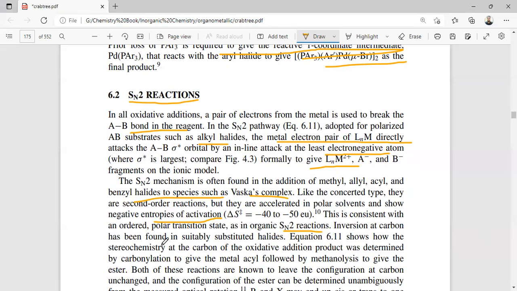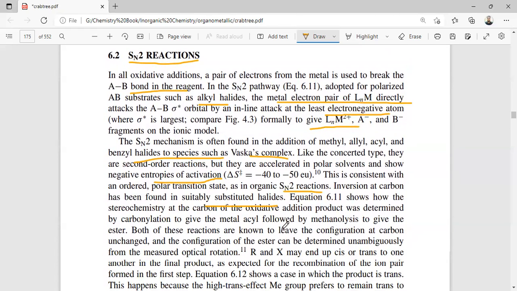So insertion of the carbon monoxide is found to suitably substitute the halide. So here the stereochemistry of the carbon of the oxidative addition products is determined by carbonylation to give the metal acyl, followed by methanolysis to give the ester. Both of these reactions are known to leave the configuration of carbon unchanged, and the configuration of this ester can be determined by measuring the optical rotation.